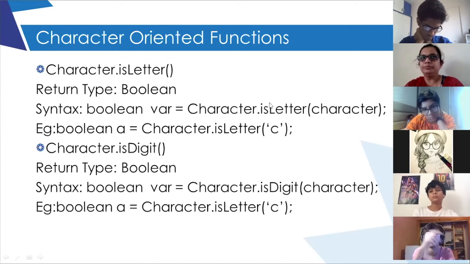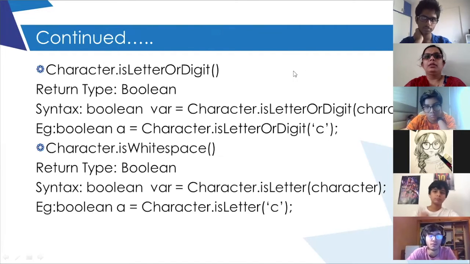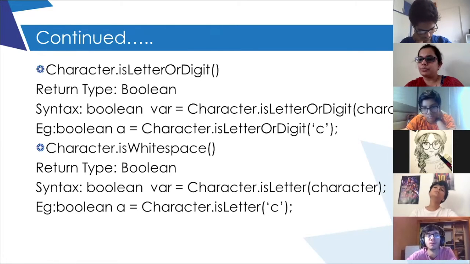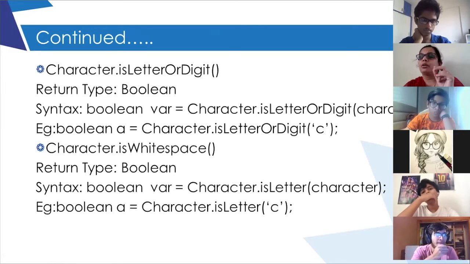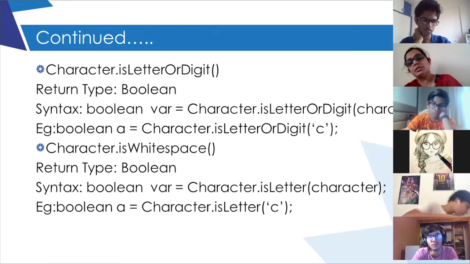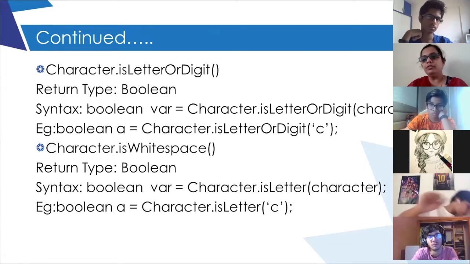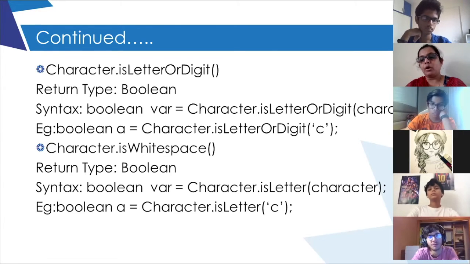Any query? Can I move on? Okay. Next function, Character.isLetterOrDigit. It will return true if you have written a number or a letter in place of C. Anything you can write. Only if special symbols are used will it return false, or if nothing is written, then also it will return false. Is it clear?